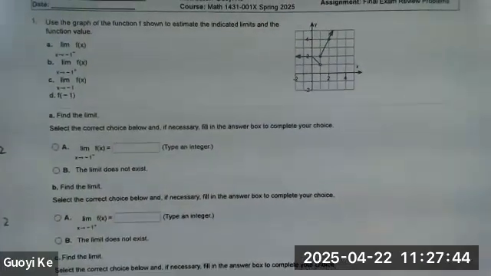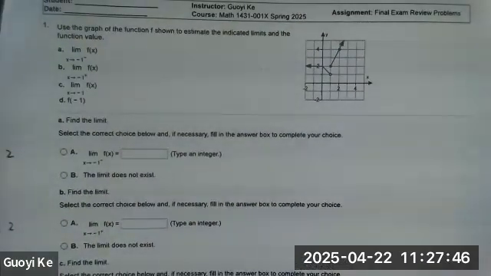Hello, everybody. Today I'm gonna do a review session for the final exam. In today's session, I wanna go through the odd number of questions. Let's take a look. The first question.